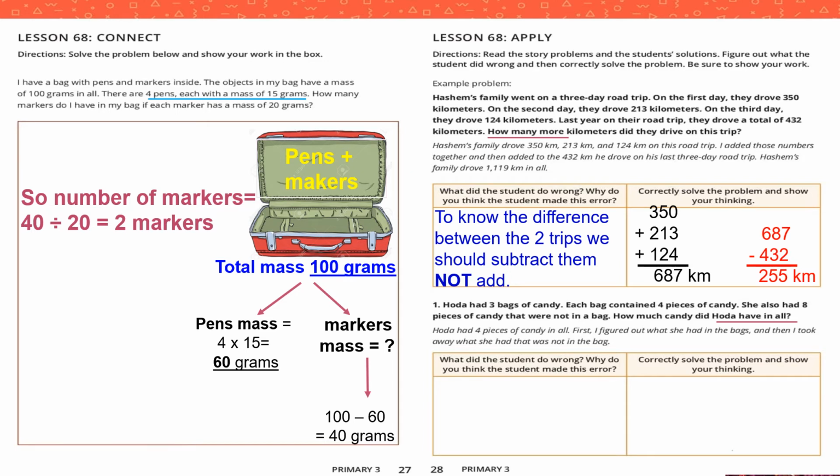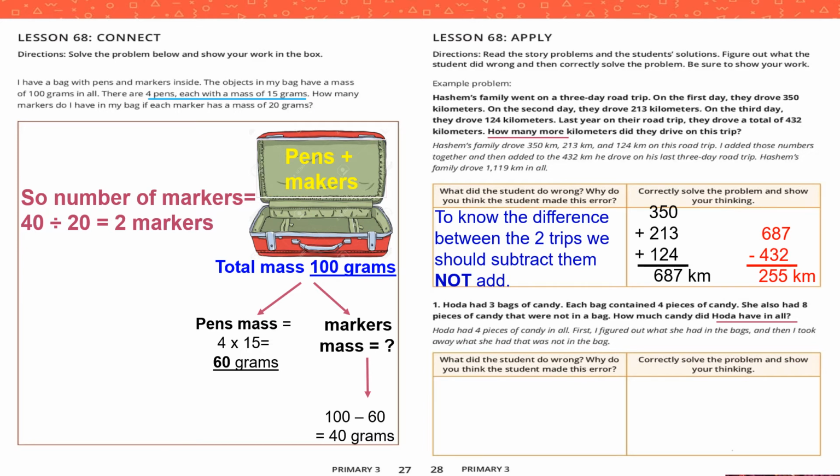Huda had 3 bags of candy. Each bag contained 4 pieces of candy. Also, she had 8 pieces of candy that were not in the bag. So she has 3 bags, inside each bag 4 pieces, and she also has 8 pieces of candy that were out of the bag, not inside it. How much candy did Huda have in all?